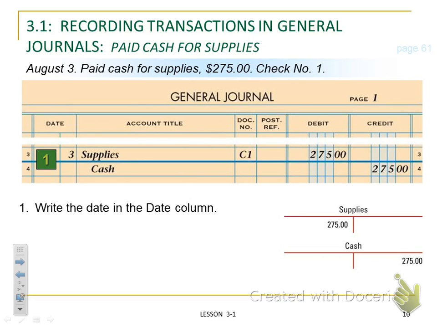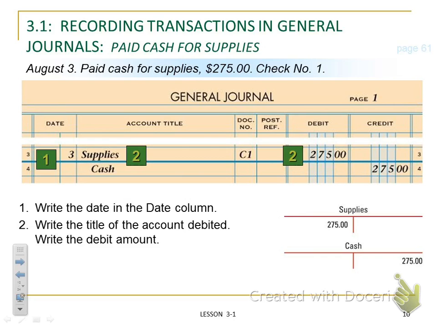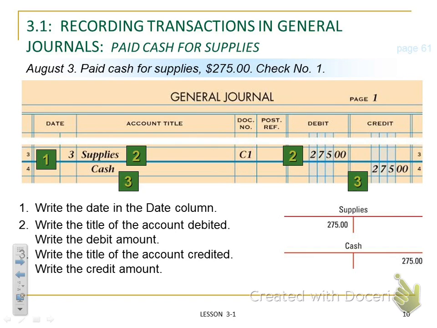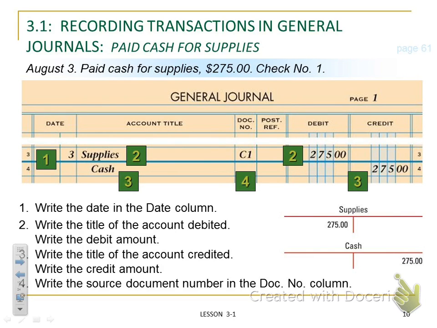We don't have to write the month again because we're staying in the same month, so we'll just put the date of August 3rd. We'll debit our supplies, and we'll enter the account title on the left margin of the account title column, and we'll enter the debit amount of $275 in the debit column. And keep note that we can use either 00 in the cents, or we can use a hash slash mark, and then we're going to use our $275 in the hundreds, tens, and ones column in the journal. Then we're going to credit our cash for $275, and we're going to come back and put our doc source C1.